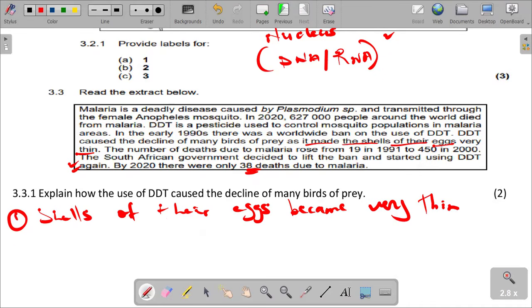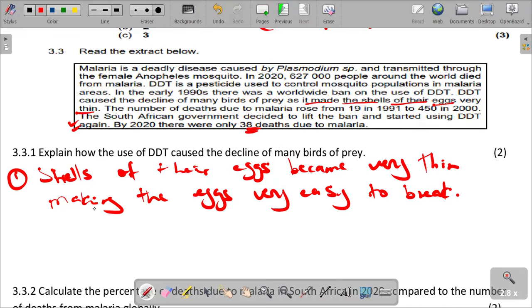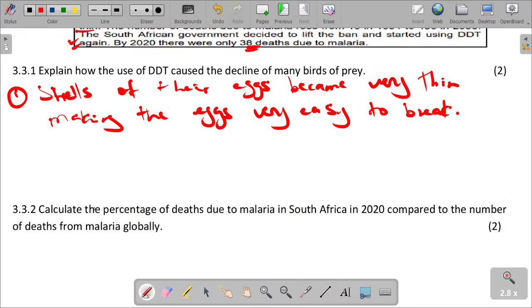They became very thin, making the eggs easy to break. It made the eggs very easy to break because the shells became very thin. That is the effect of DDT on this one.